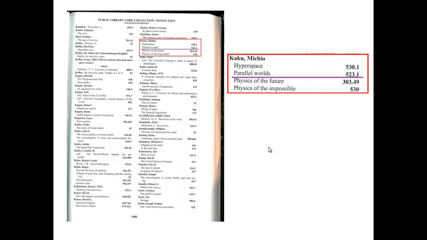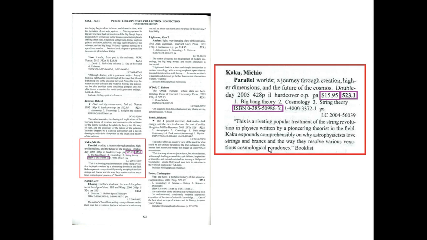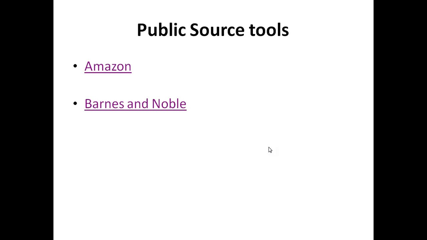And here we have Michio Kaku, which is a very well-known physicist. And then you see one of the books that he has is in 523.1, so you're going to go ahead and flip to that, and it's the same thing with the little review, the little synopsis, and then that bit of information. So that's really helpful.